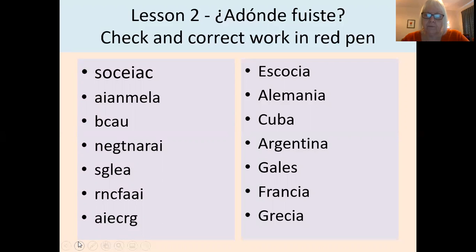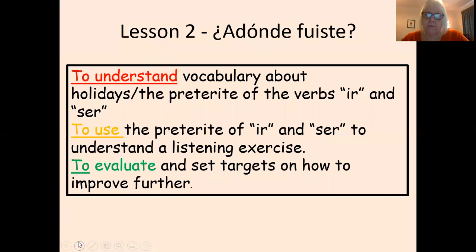Okay, so as I say, pause the video if you need to. And here we go. So we've got the objectives, which are the same for all this week. So we're looking at vocabulary about holidays, the preterite, the verbs ir and ser. We did a listening exercise yesterday, and later on we're going to set some targets on how to improve further.